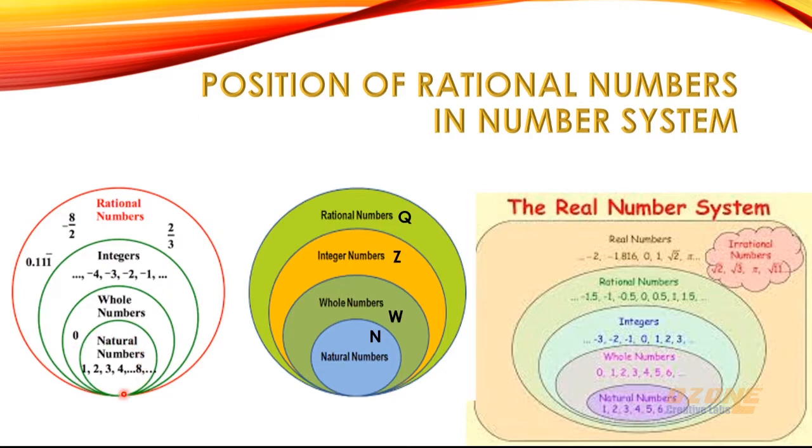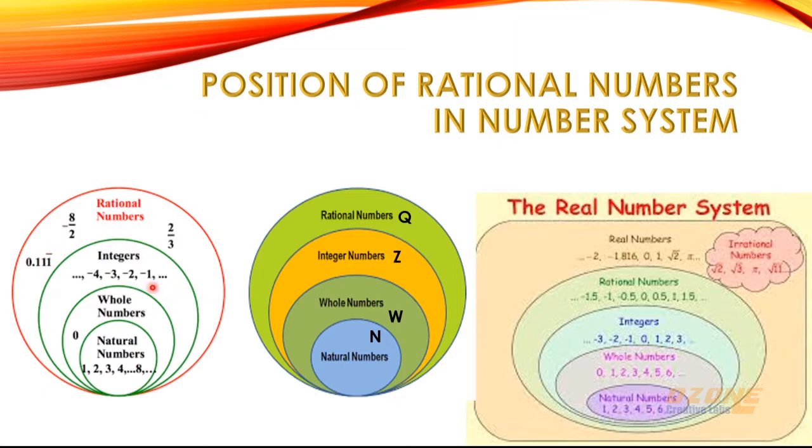Next will be whole numbers. Whole numbers are all natural numbers plus 0. All natural numbers, along with that 0 also will come. So natural numbers plus 0 gives whole numbers. Next, integers. Integers also we have studied in the previous year. Integers are the whole numbers along with all the negative numbers. That's considered as integers. Now we'll study rational numbers.